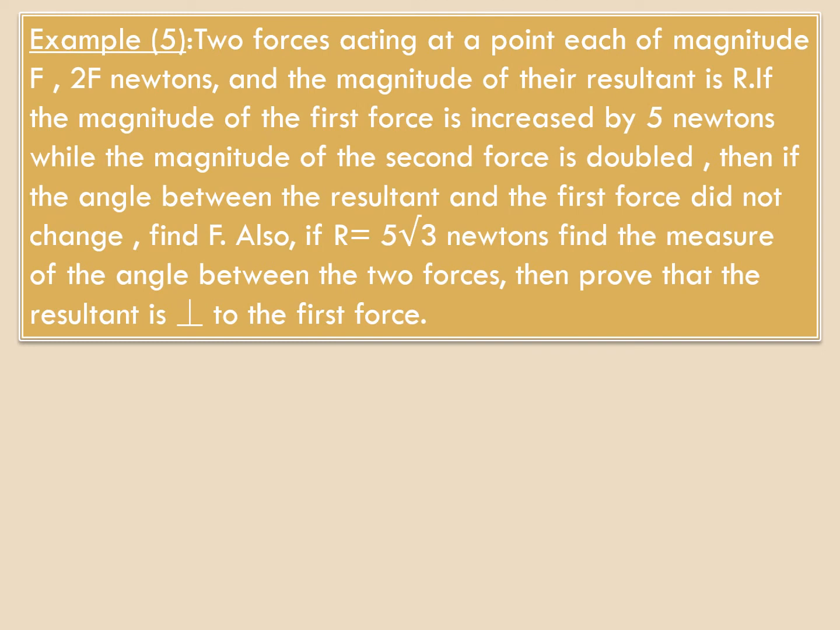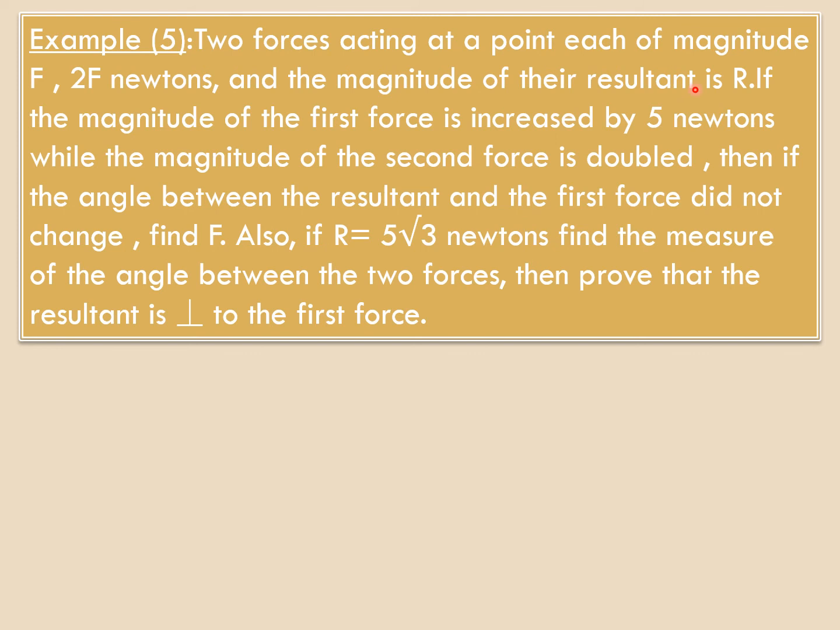Another example. Two forces acting at a point, of magnitudes F and 2F in newtons, and the magnitude of their resultant is R. If the magnitude of the first force is increased by 5 newtons, while the magnitude of the second force is doubled, and the angle between the resultant and the first force didn't change, find F. Also, if R equals 5 root 3 newtons, find the measure of the angle between the two forces, then prove that the resultant is perpendicular to the first force.